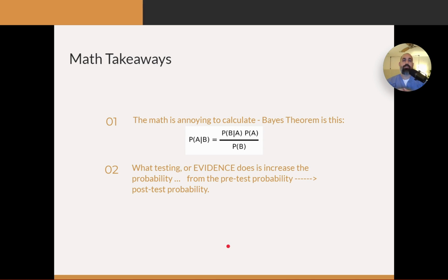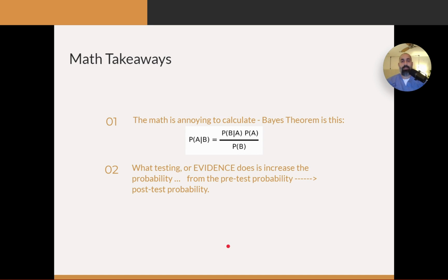But this is the really, really important bit: when we run a test, the test does not exist in isolation. The test does not tell you the answer. The test's accuracy does not determine the probability. The test accuracy and the test itself changes our belief, changes the probability of our belief that the patient has a disease from low to high or from high to low. It changes our certainty about the status of the patient.